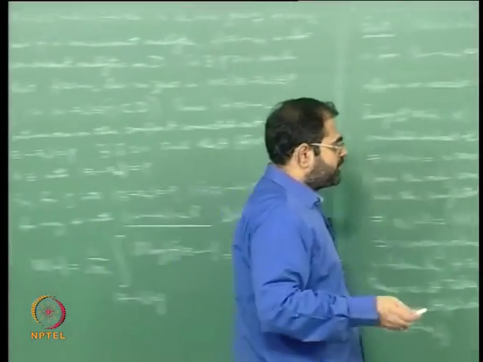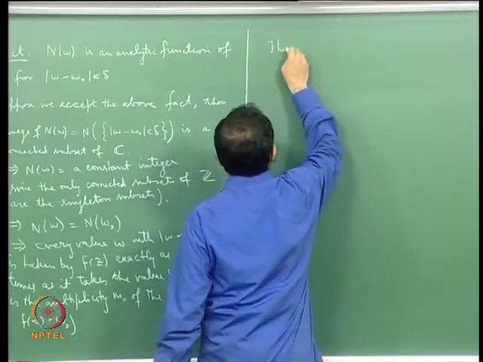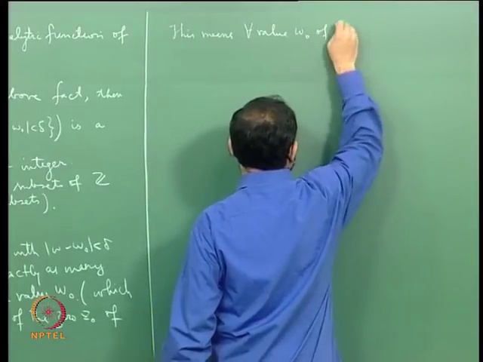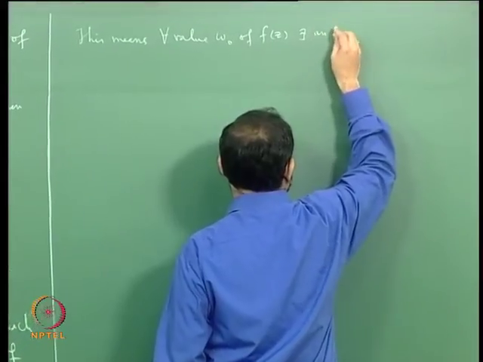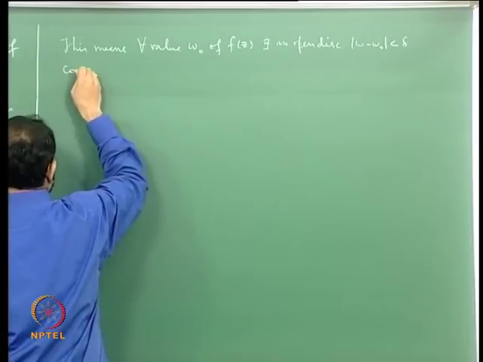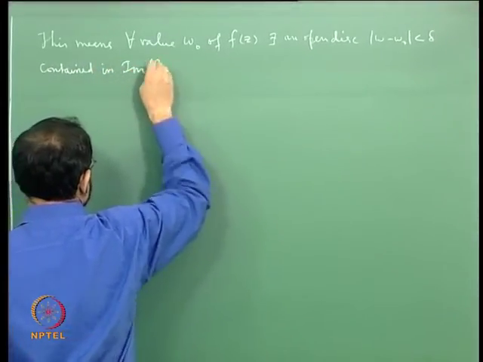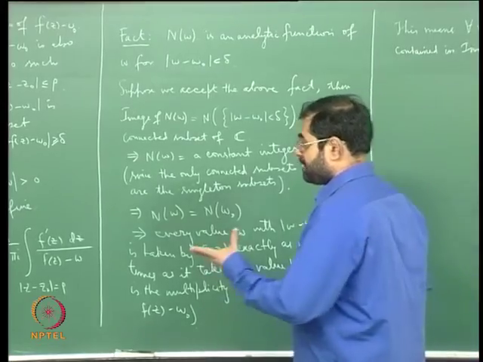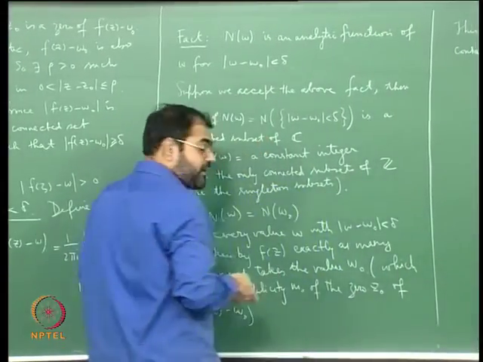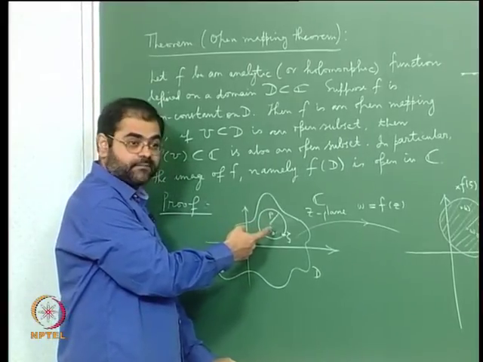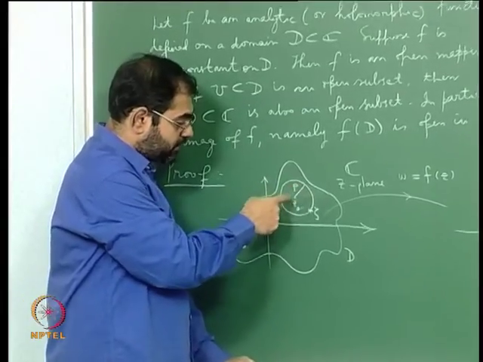So this means for every value w naught of f of z, there exists an open disk mod w minus w naught less than delta contained in the image of f. And in fact, what are the points at which you are looking at these values? The points at which I am looking at these values are the points in this disk. So in fact, the values you are counting are the values inside this disk.